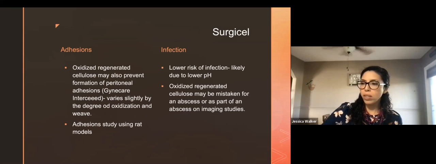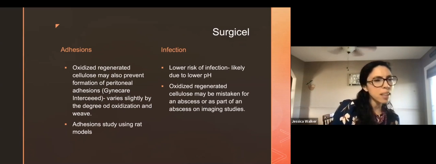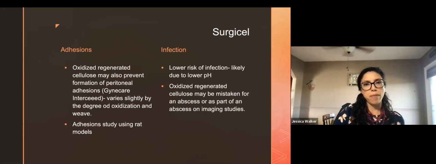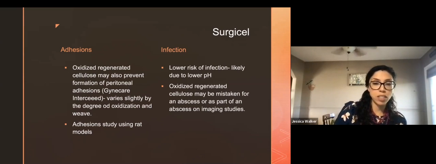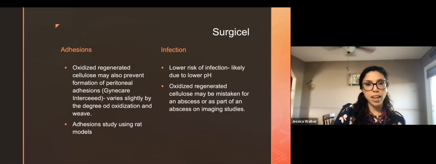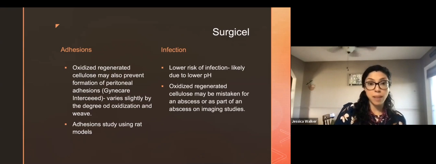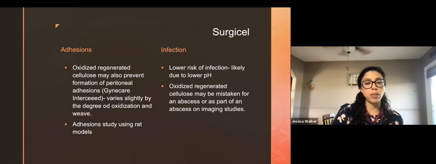As I mentioned before, some of these agents carry an increased risk of infection and adhesion formation. But with Surgicel, there is not that much of a risk of formation of peritoneal adhesions. There is actually a product that is made of the same material, oxidized cellulose. It's called Interceed. It prevents adhesions itself. It's made by the same brand. It's just changes in the degree of oxidation and the weaving of the film.